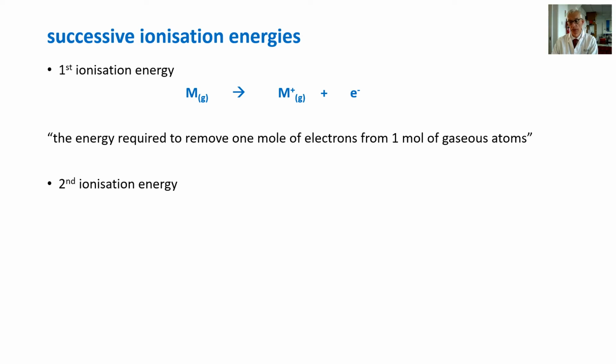Pause the video, restart when you're ready. Okay, so here is the equation for the second ionization energy. Now, you may or may not have got this correct because a little bit of experience helps here. We don't start with the atom anymore, we start with the 1 plus ion that we formed in the first ionization. Then the second ionization starts with the 1 plus ion, forms the 2 plus ion by the loss of a mole of electrons. So 1 mole of gaseous 1 plus ions forming 1 mole of gaseous 2 plus ions.